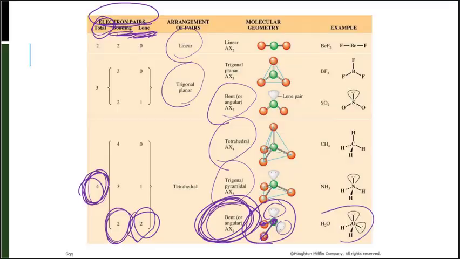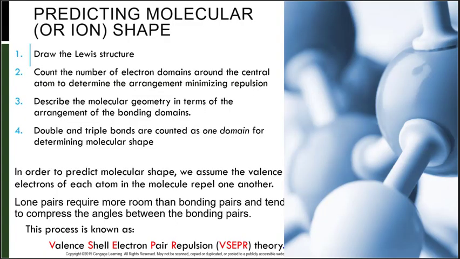Let's look at some rules for predicting those molecular or ion shapes. First, most important, you need to draw the Lewis structure. Then we count the number of electron domains around that central atom to determine the arrangement, minimizing repulsion. We describe the molecular geometry in terms of arrangement of the bonding domains. And remember, double and triple bonds count as one domain.